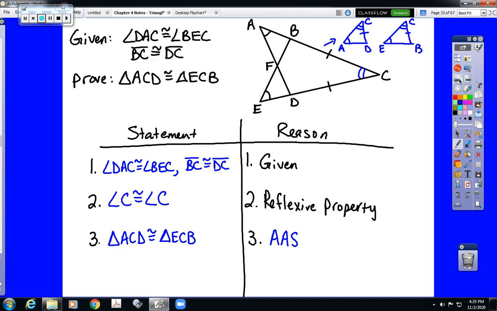Okay. That is where we're going to stop the first video. The next video is going to cover hypotenuse leg and the summary, as well as the non-proof major skill. Then the video after that will cover the corresponding parts postulate, the extra proof examples, and then the final video will cover the corresponding parts postulate.